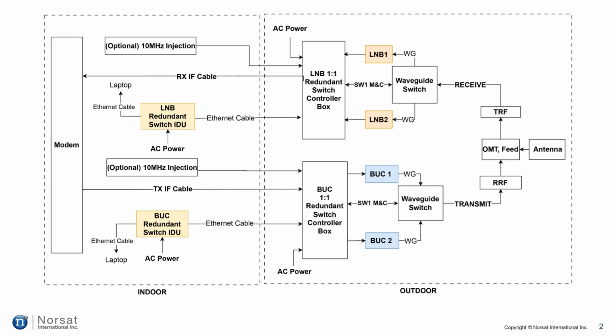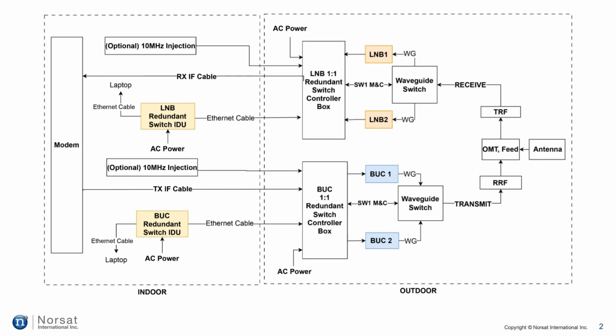Now, let's look at how the system handles outgoing transmissions. The modem produces the IF signal and sends it through the TXIF cable to the redundant switch controller box. This controller box manages redundancy between buck 1 and buck 2, ensuring uninterrupted operation in case of failure. The selected block up converter, buck, amplifies the IF signal and converts it into an RF signal.